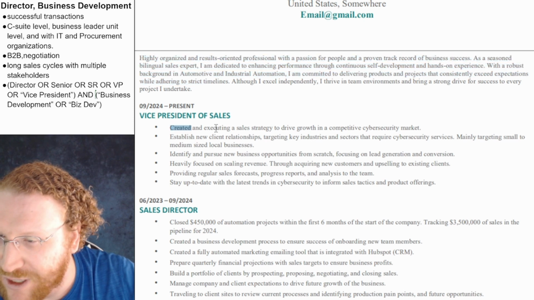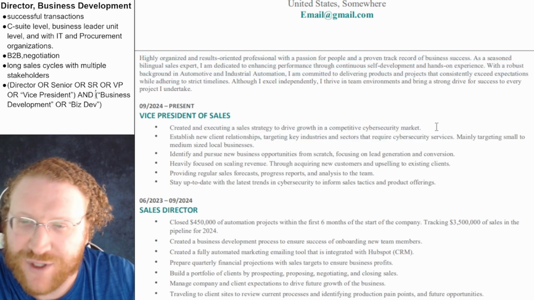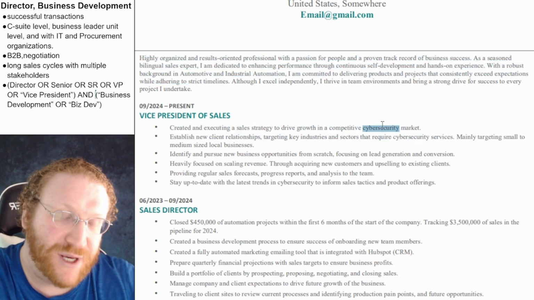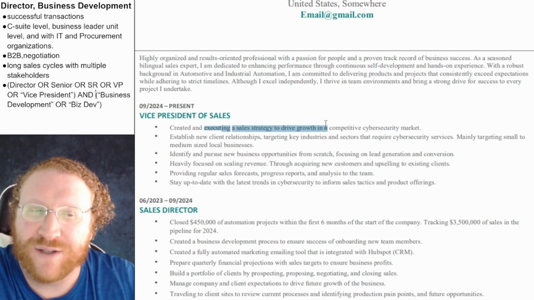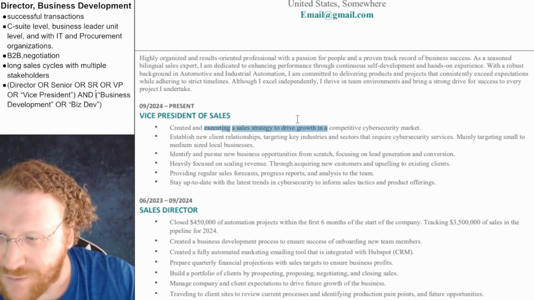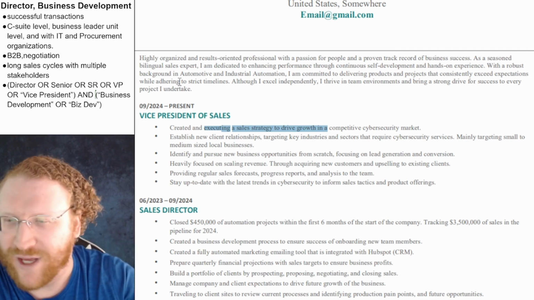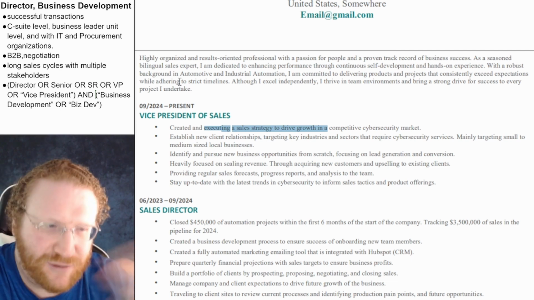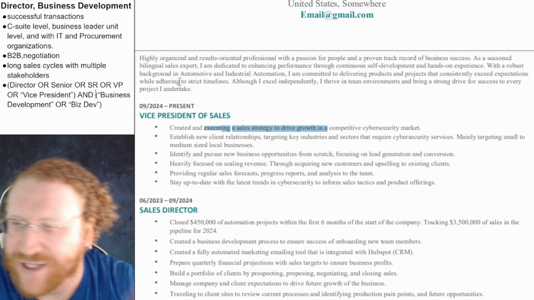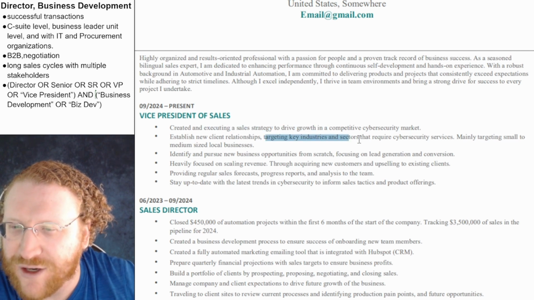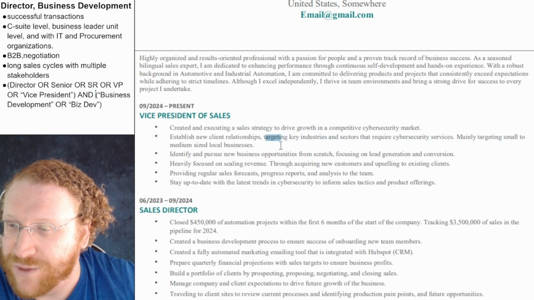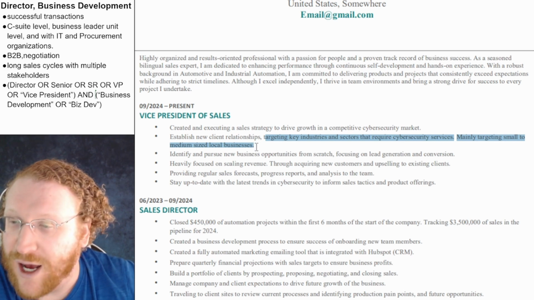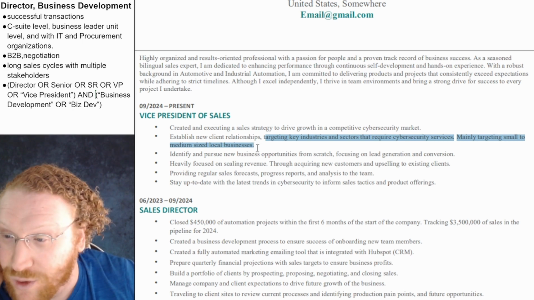But created and executed a strategy to growth in cybersecurity. So cybersecurity is good because I know what industry it is. Problem is, I don't know how successful this was. So obviously the formatting is off on this. I don't like any of the formatting, but I'm going to go to the content of this. So, establish new client relationships by targeting key industries and sectors to require cybersecurity services, mainly targeting small to medium-sized business. This is solid, and this shows that it worked.